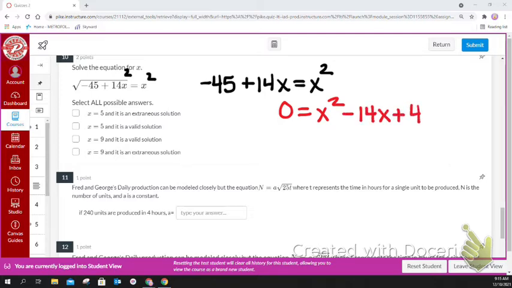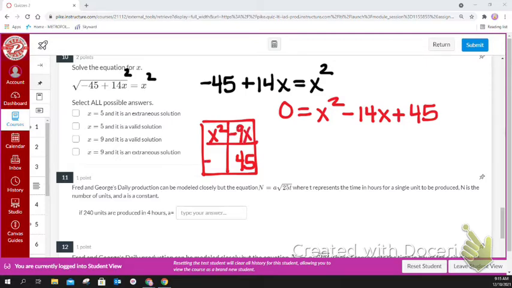Go ahead and factor that down. You need to find two numbers that multiply to be 45 but add to negative 14. So go ahead and factor that. So the numbers would be negative 9x and negative 5x. So that factors down to x minus 9 and x minus 5. So set both of those equal to 0.